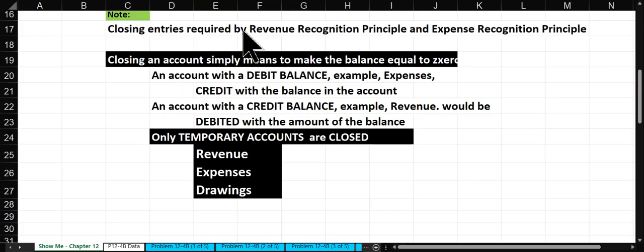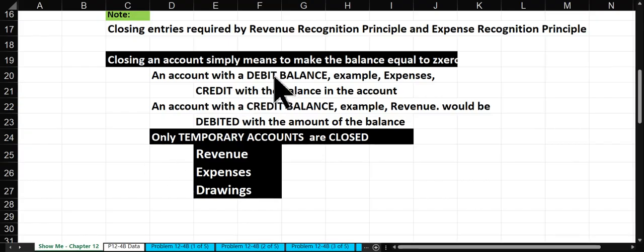With closing entries at the end of the fiscal period, all we are doing is identifying the temporary accounts and making sure that the balance in each is equal to zero. So these are the accounts that will definitely have to be closed. The revenue accounts, to make sure we start the next fiscal period with a zero balance. All expense accounts, to again make sure that we start the next period with a zero balance. And the same thing for the drawings account. We want to start the next period with zero balances for all of these temporary accounts.